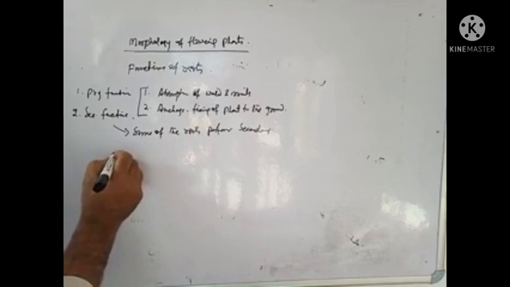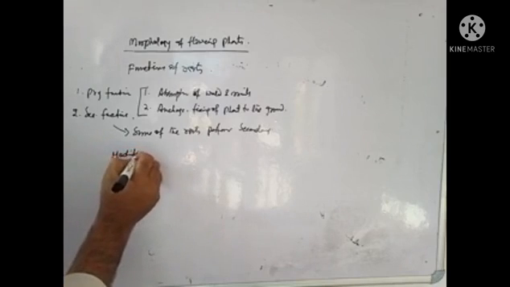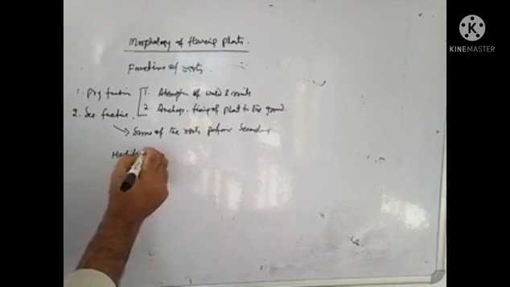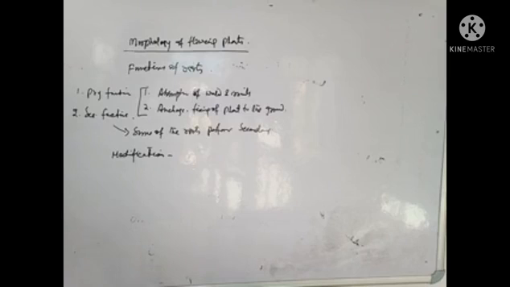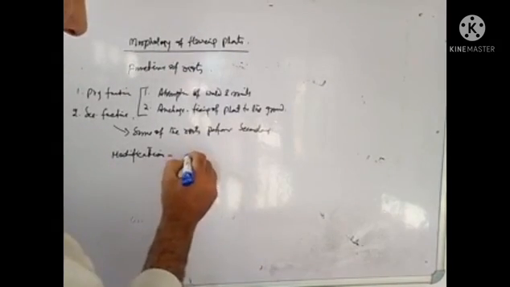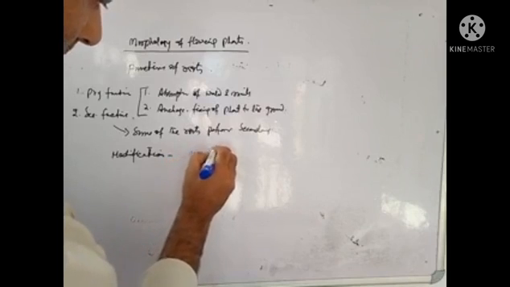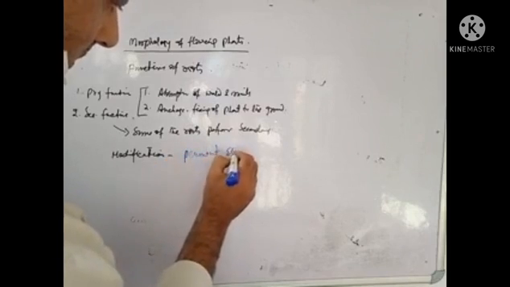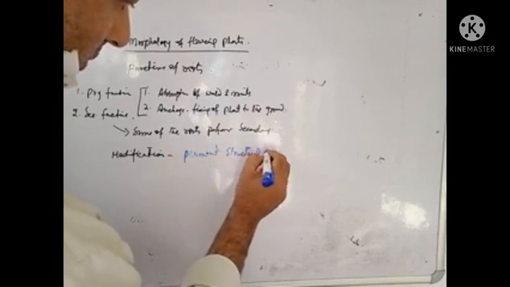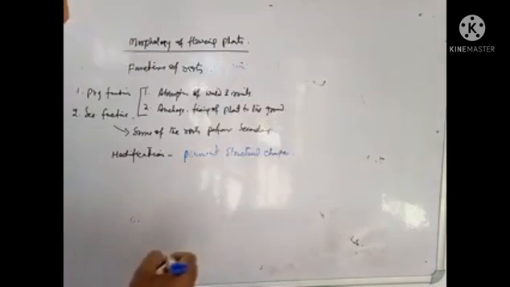And now what is modification? ये modification क्या होती है? Modifications जो होते हैं, these are permanent structural changes. We can write down permanent structural changes. These changes cannot be reversed back. That's why they are permanent. Now we have different types of modifications. We will discuss them one by one.